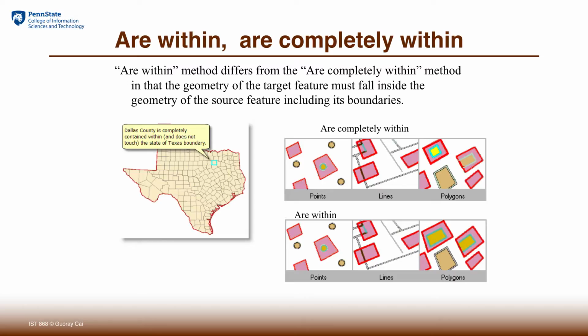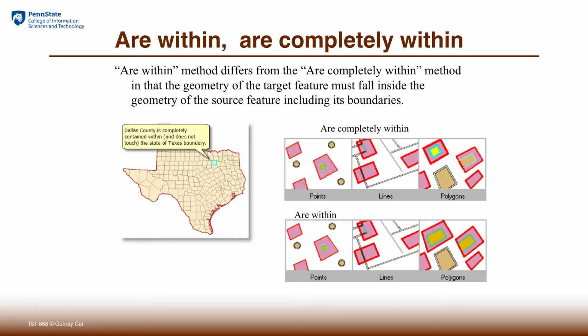In the select by location dialog box, you have a choice of selecting two very similar kinds of spatial relationship. One is called "are within", the other is called "are completely within". And many of us have a very vague idea of what the difference is. Okay? So here the difference is like this.